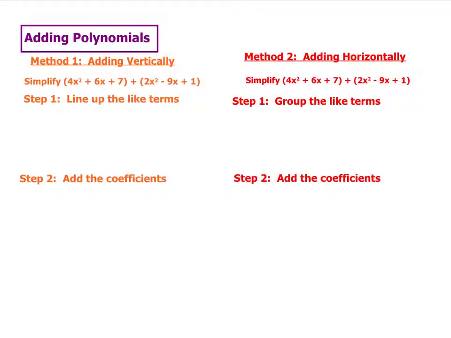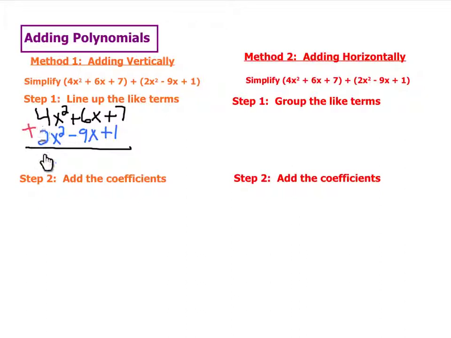All right, we're going to talk about adding polynomials. It's kind of like combining like terms, really. If we're adding this trinomial to this trinomial, one way is to add vertically. I'm going to show you how to do that right now. You basically line them up so like terms are on top of each other, kind of like what we did with elimination, and just add straight down.